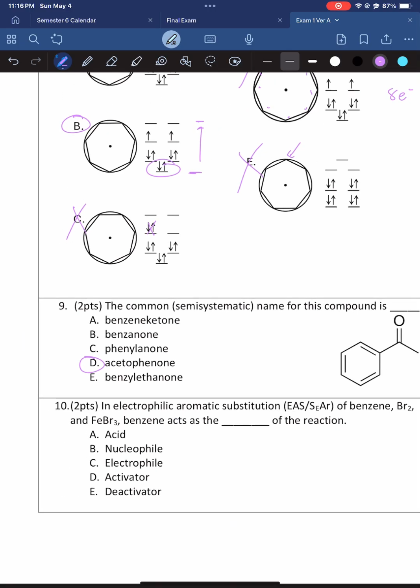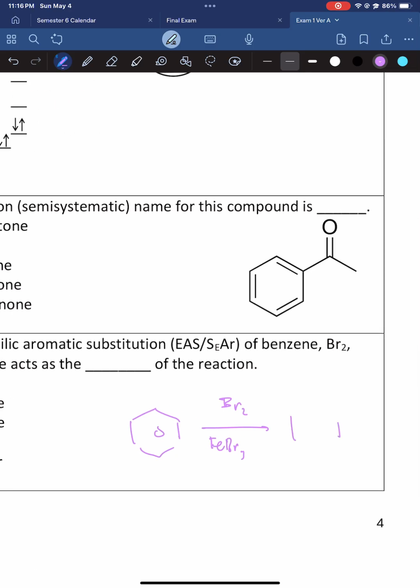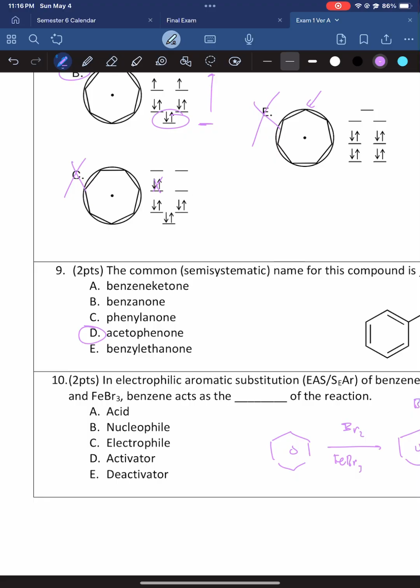In electrophilic aromatic substitution, the SEAr reaction of benzene, bromine, and FeBr3, benzene acts as a blank of the reaction. So if you guys have a quick refresher, this is the reaction that it's talking about, FeBr3, and this is going to basically just brominate a benzene. So in this case, we could automatically rule out activator and deactivator. That doesn't make that much sense. Acid doesn't really make sense in this context as well, so now we're stuck with nucleophile and electrophile.